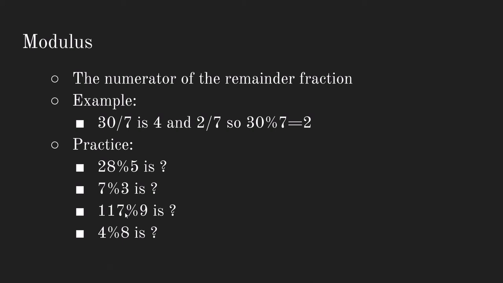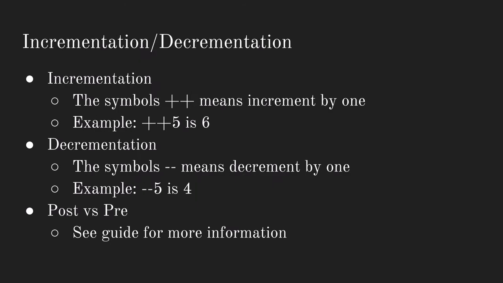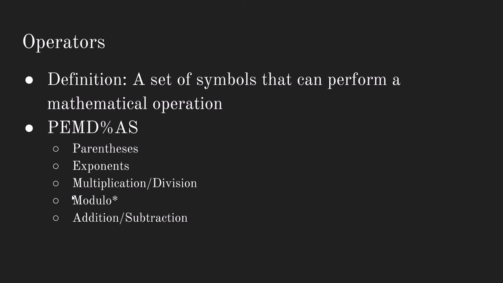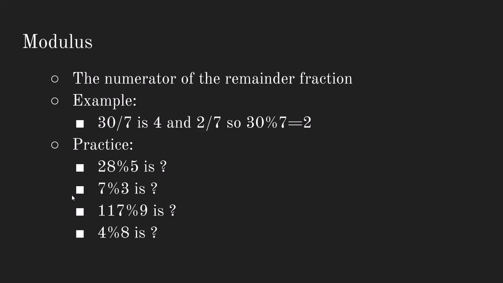Let's get straight down to modulus. I mentioned this in an earlier slide, which is PEMDAS. Modulus is very useful for greatest common denominators and a bunch of more stuff that we'll be going over in the projects later. Just think of it as the numerator of the remainder fraction. If you have a fraction with a remainder, so let's say you have 30 over 7, which equals 4 and 2/7, and you do the modulus, so 30 modulus 7, that will be 2 because the remainder fraction is 2/7, and you want to essentially get the numerator of that remainder fraction, which is 2.